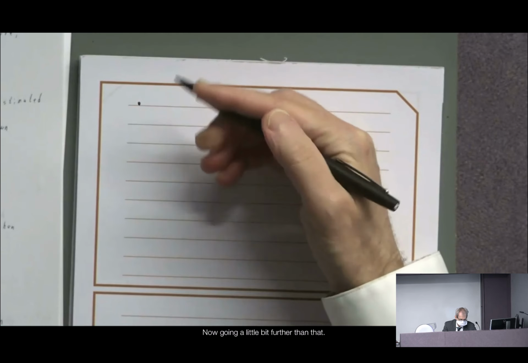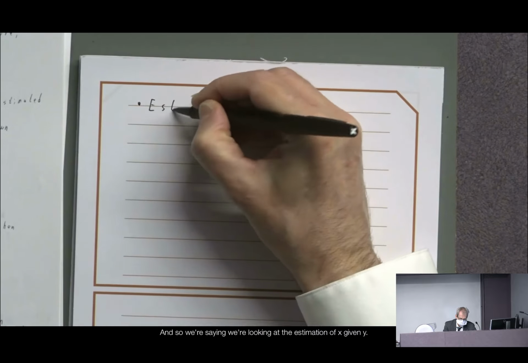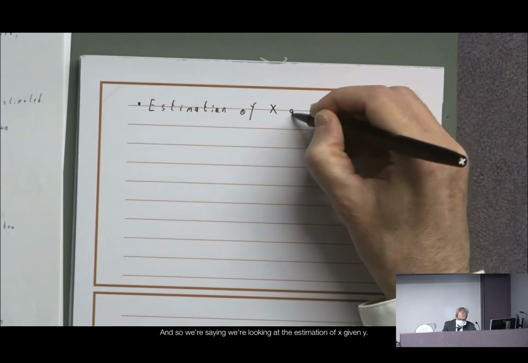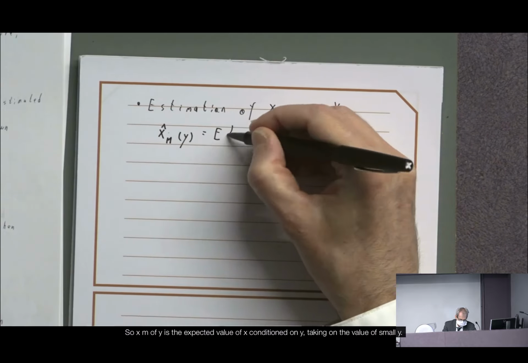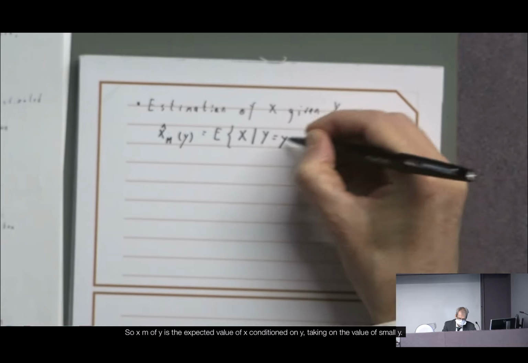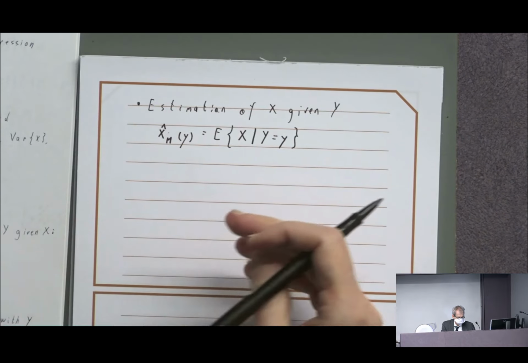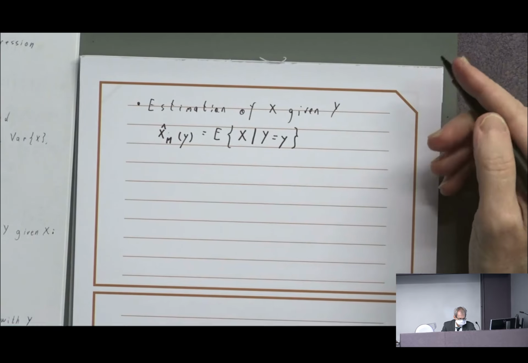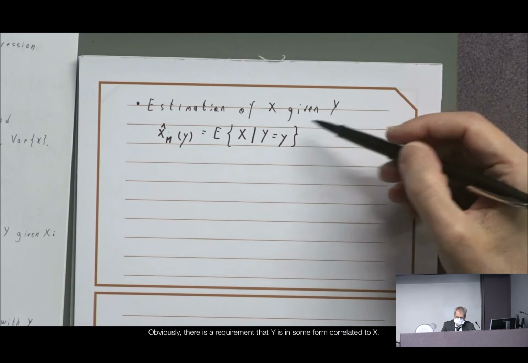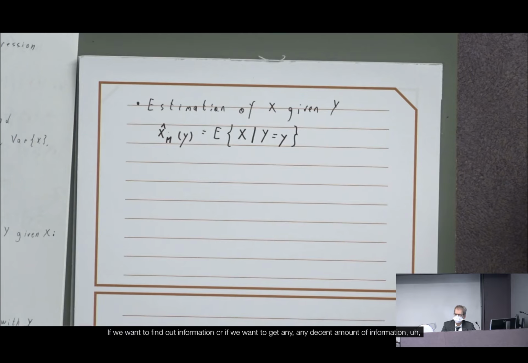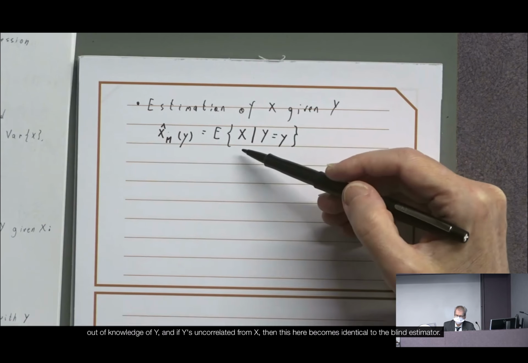Now, going a little bit further than that, this was conditioning on an event. Now we're going to condition it on the realization of another random variable. And so we're looking at the estimation of x given y. So x hat of y is the expected value of x conditioned on y taking on the value small y. And you're going to see that, obviously, there is a requirement that y is in some form correlated to x if we want to get any decent amount of information out of knowledge of y. And if y is uncorrelated from x, then this becomes identical to the blind estimator.